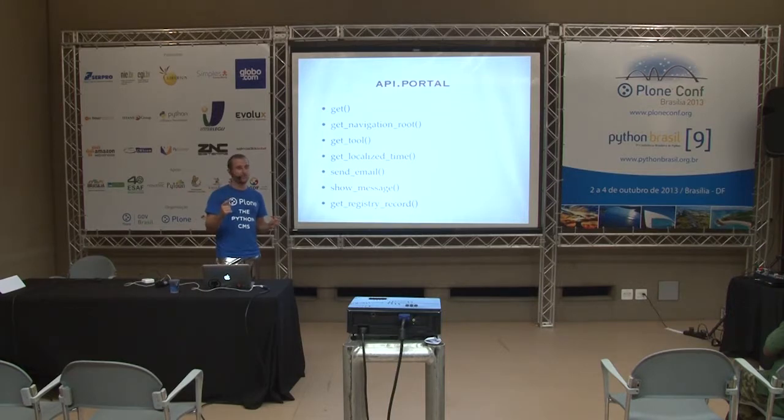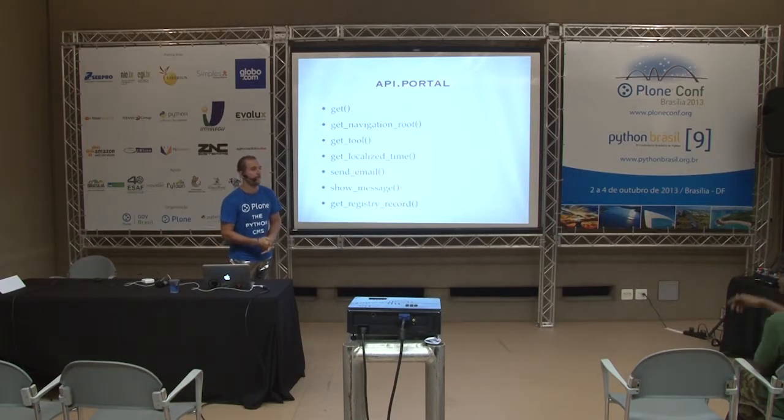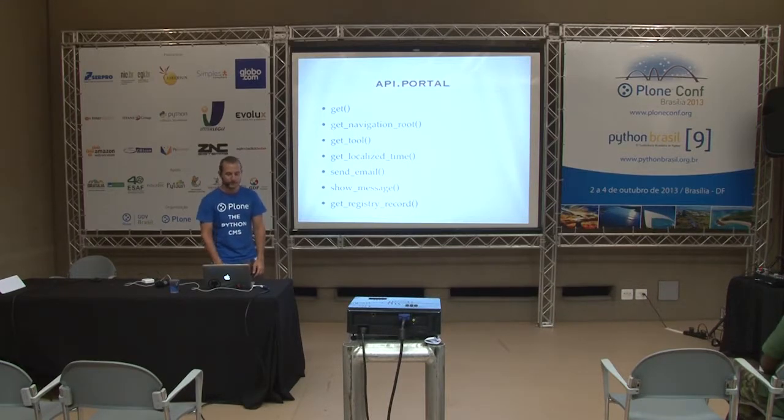Localized time, send email. Sending email across Plone versions is, sometimes you have to do it like this, sometimes you have to do it like this. And also the parameters are not really well named. Here we strive to be very simple. You can just call this method and do it. I think it's secure mail host, but I'm not 100% sure. Show message will show this, what they're called, notification, like portal notification message, that status bar, yeah.